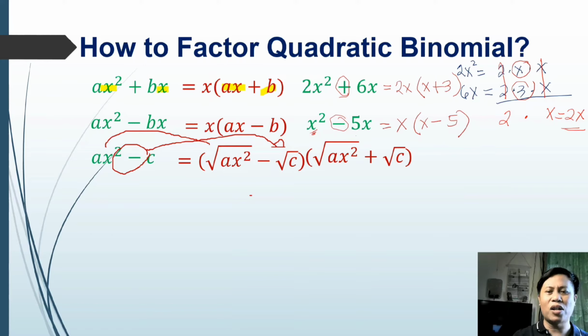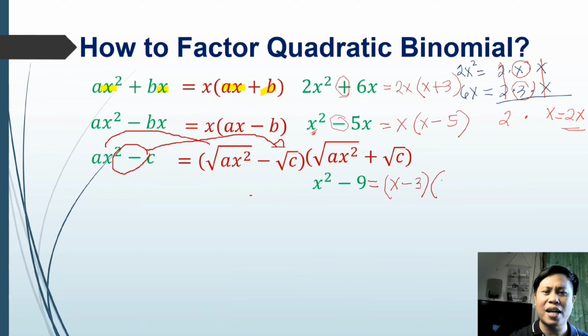So, magbigay tayo ng particular example. Ano, x squared minus 9. So, ano ba ang gagawin natin diyan? Una, if we follow the pattern, kunin natin yung square root nito. Ano bang square root ng x squared? Ito ay x. Tapos, kopyahin yung sign, minus. Ano yung square root ng 9? So, positive 3. Yan ang magiging sagot.